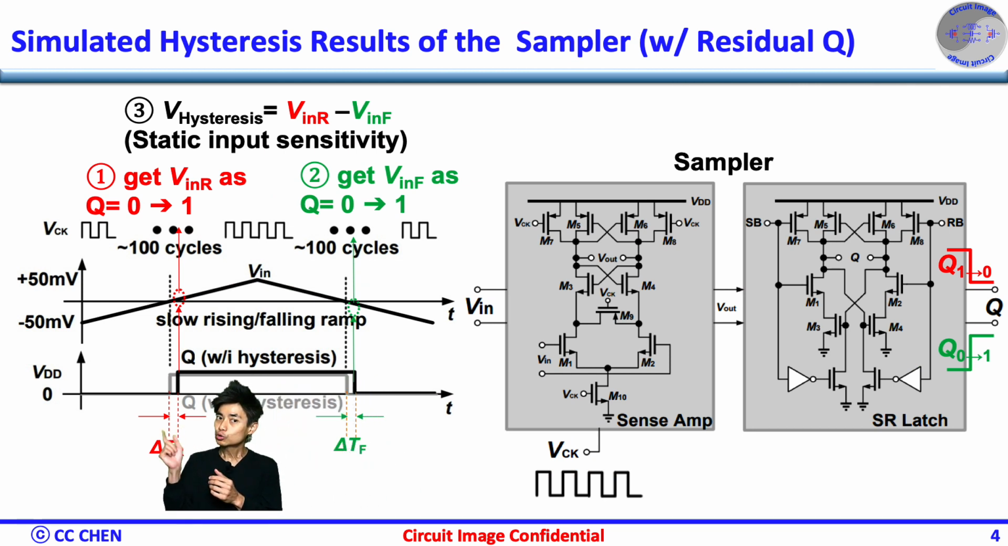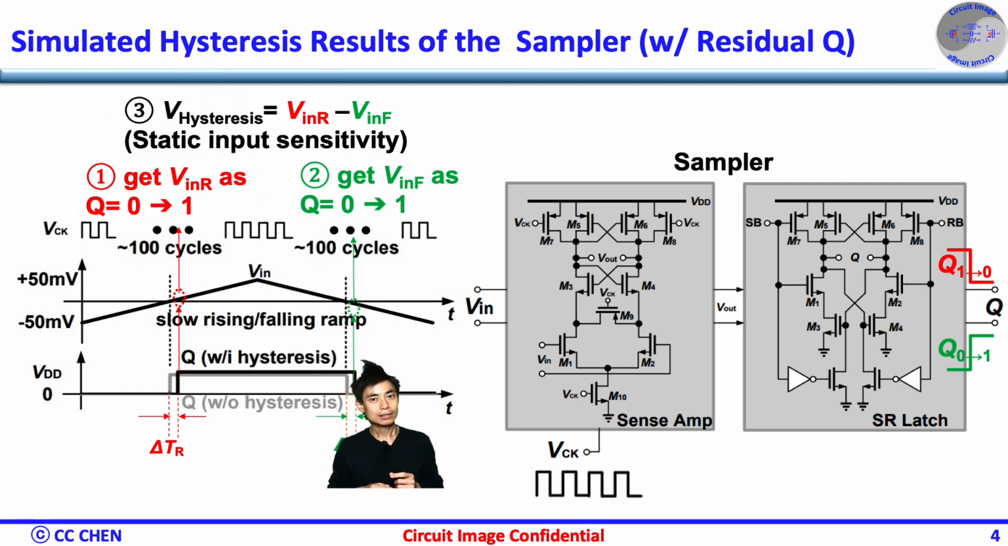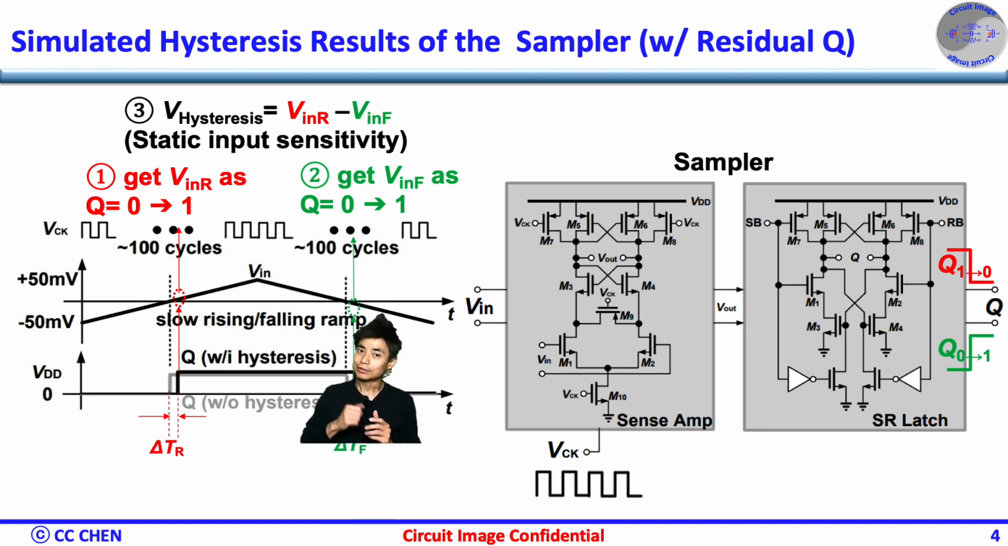Bingo! You should expect the differential output toggles from 0 to 1 after a delay time delta TR of the time when the input passes the differential 0 voltage from the rising ramp. Then the sample voltage VNR will be the minimum input voltage to flip output from 0 to 1. Similarly, the VNF will be the minimum input voltage to flip the output from 1 to 0.